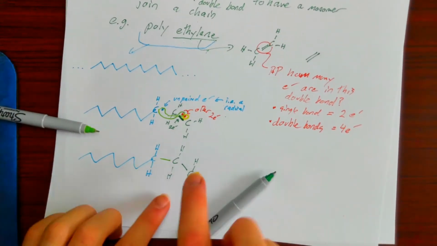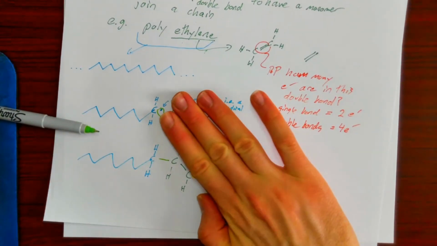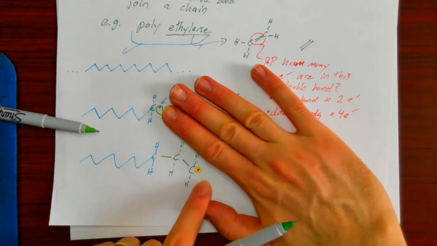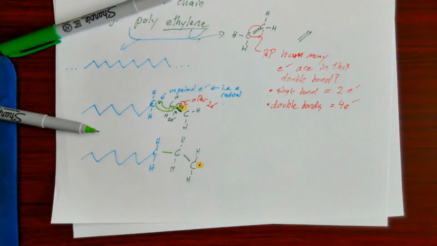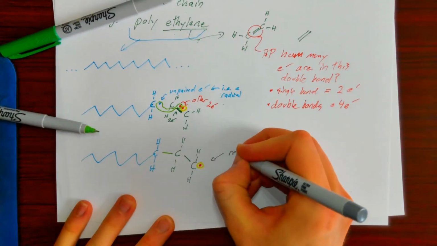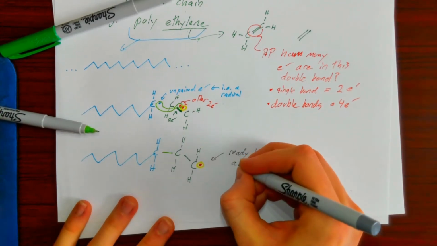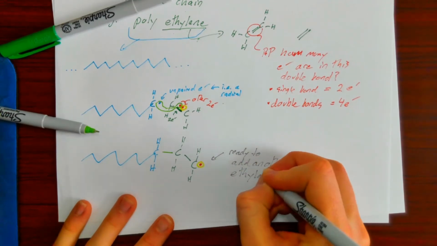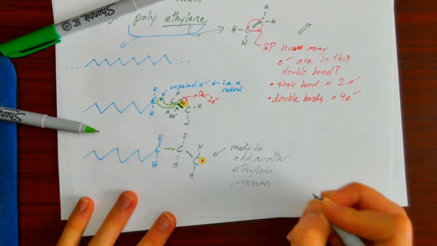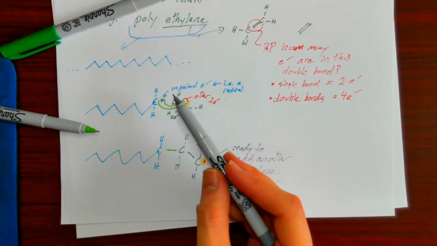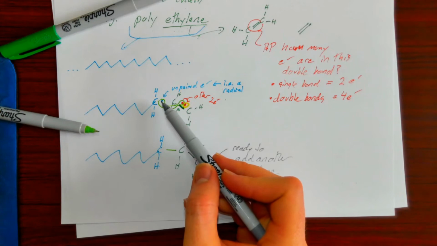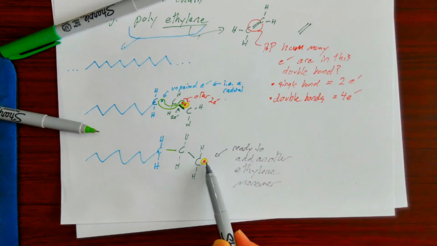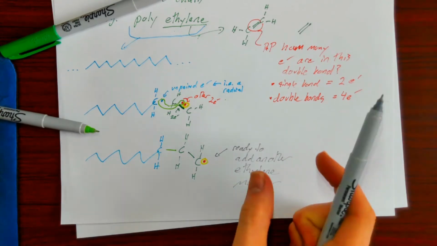And basically, if we go back to where we were here, we started off with a carbon that had an unpaired electron. We ended with a carbon that had an unpaired electron. So this guy right here is now ready to add another ethylene monomer. So basically, we started off with an unpaired electron and a monomer. The monomer joined up, and through that joining, created another unpaired electron that's ready to join up with the next one.